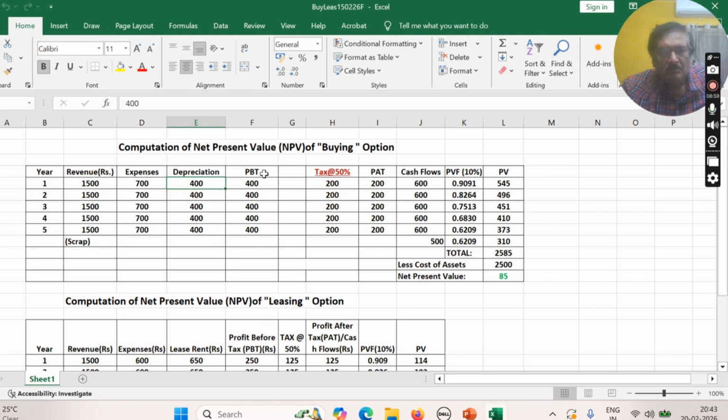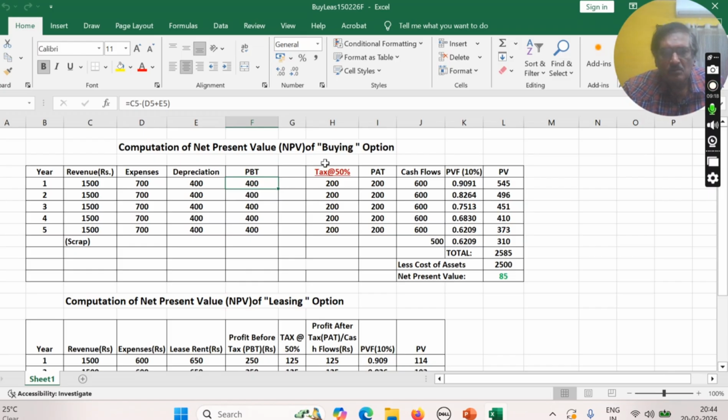That's why profit before tax is computed. Revenue minus this is the formula. C5 is the revenue, minus D5 plus C5. This is depreciation plus expense. This is profit before tax that I have discussed in my previous slides.